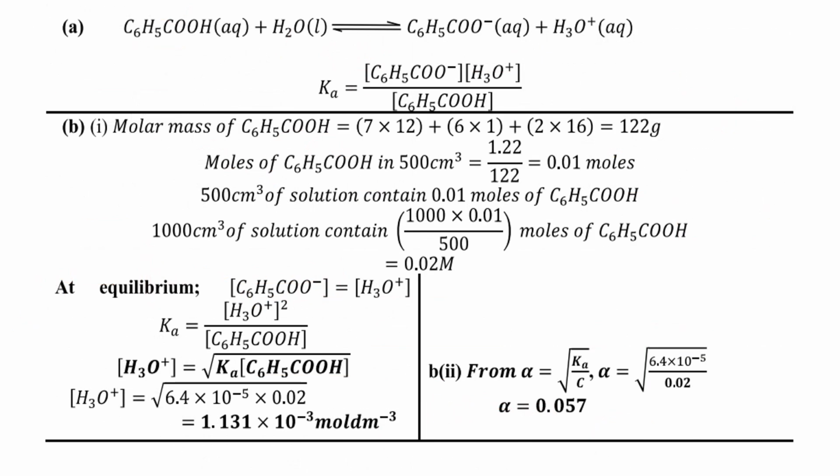So writing the equation for the ionization of benzoic acid. Now, since it is an acid, according to Bronsted, acids must donate protons in solution. So benzoic acid, we expect it to release hydrogen ions and they unite with water.